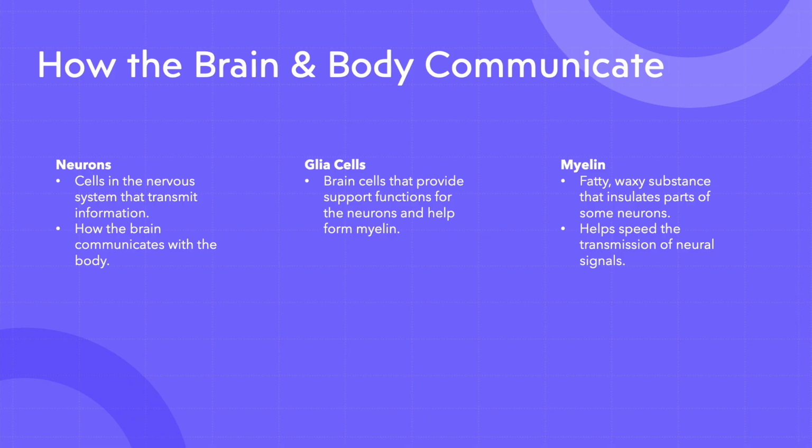We then have what we call glia cells. These are brain cells that will provide support functions for the neurons. So the support functions could include removing waste, secreting cerebrospinal fluid, so that's fluid in your brain and spinal column, and helping repair neural damage. Glia cells also help form myelin. Myelin is this fatty, waxy substance that insulates parts of some neurons, and it helps speed the transmission of neural signals. You can think of it being similar to insulated electrical wiring in your home.